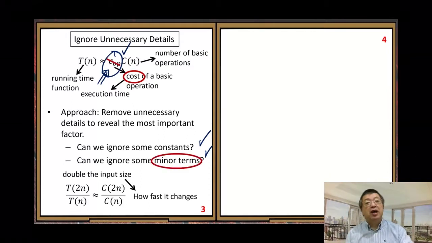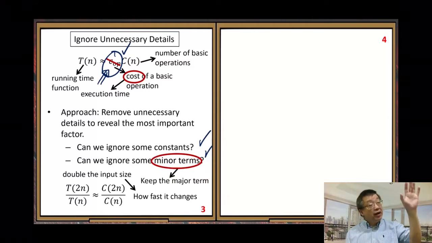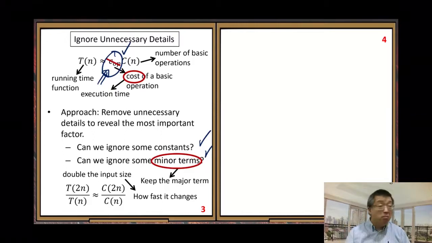Minor terms. How do we define minor terms? Given an efficiency measurement function, you may have many terms. Some special term, we call it a major term. And other terms, we call them minor terms.